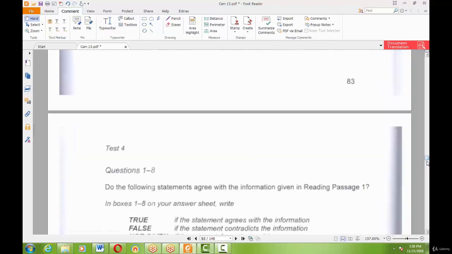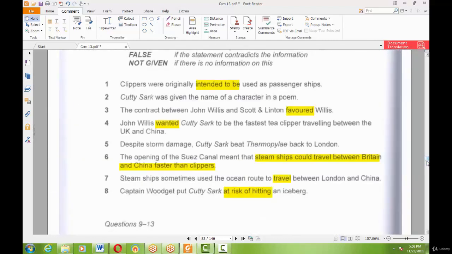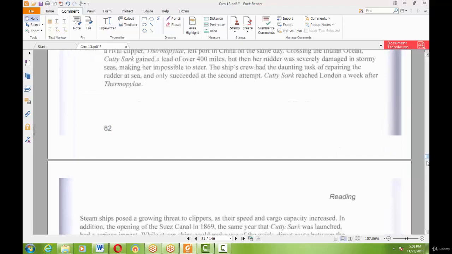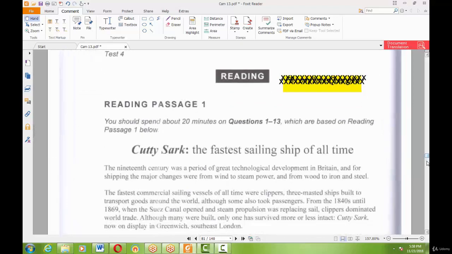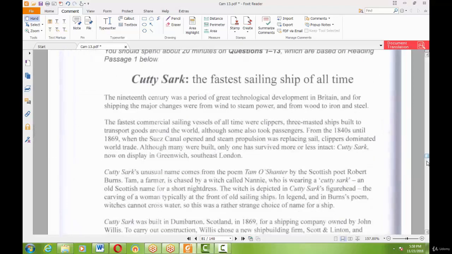We're going the wrong way. Intended to be. Clippers were originally intended to be. The fastest commercial sailing ships of all time were clippers, three-masted ships built to transport goods. All right, so, for example, built to is the same as intended to be.